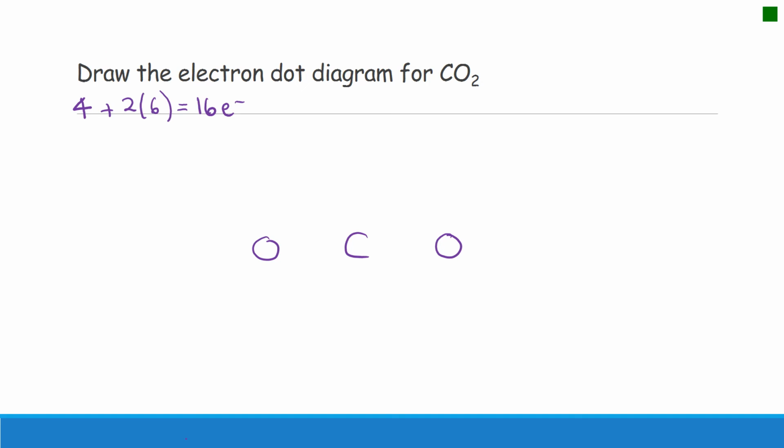Now, we always start with single bonds. So we start with a single bond and a single bond. We complete the octet for the outer atoms. So 2, 4, 6, 8, 2, 4, 6, 8. Now we check our electron count, which is 2, 4, 6, 8, 10, 12, 14, 16. So I've used up all my electrons. Does my central atom have 8? In fact, it's only got 2, 4. So this is wrong. So we need to go to the next step, which is to try multiple bonds.